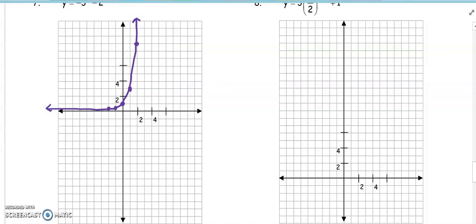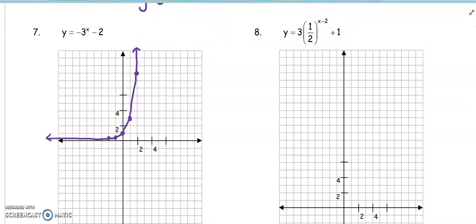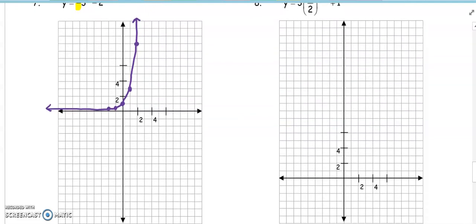Now we take a look at the stretch. What we were multiplying it by, we were multiplying it by a negative value. So what that's going to do is reflect that over the x-axis, which means I now have the point (0, -1), the point (1, -3), the point (2, -9), and then (-1, -1/3) and (-2, -1/9). So there is the second part.